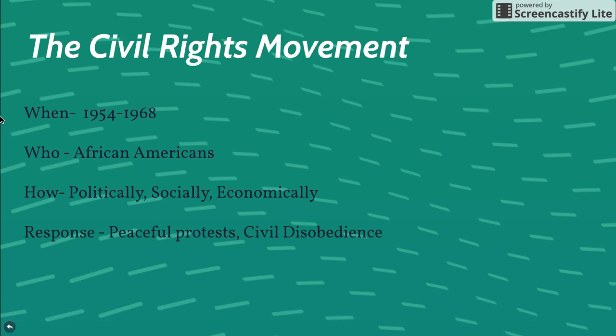So the response that the African Americans had and the people who were supporting them were peaceful protests and civil disobedience. Like we said earlier, civil disobedience is refusing to obey laws as a form of peaceful political protest. So, for example, going into an establishment that only served white people, but disobeying that law and going there and trying to demand service was civil disobedience.